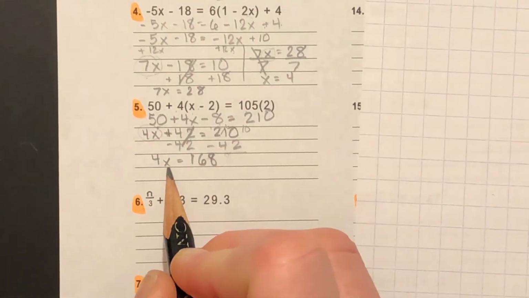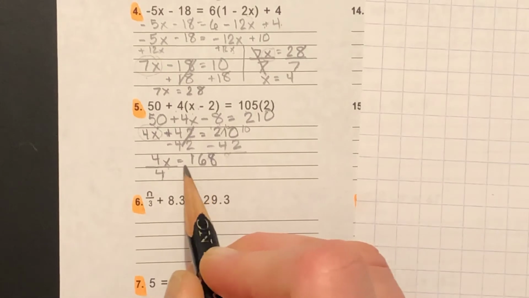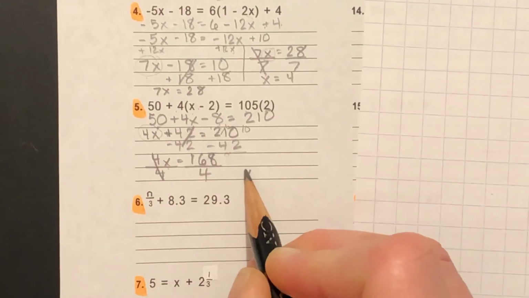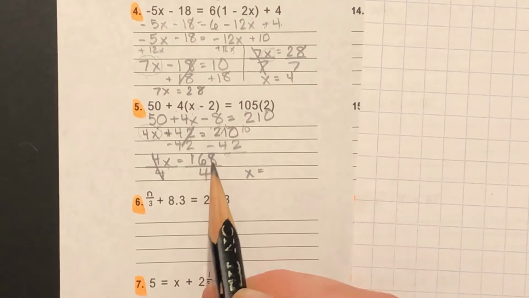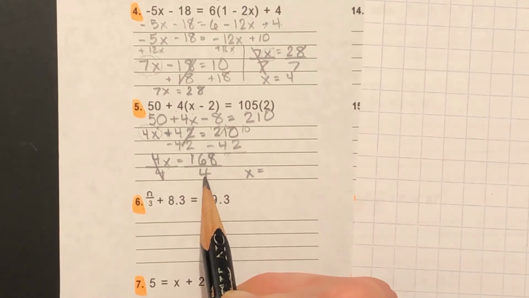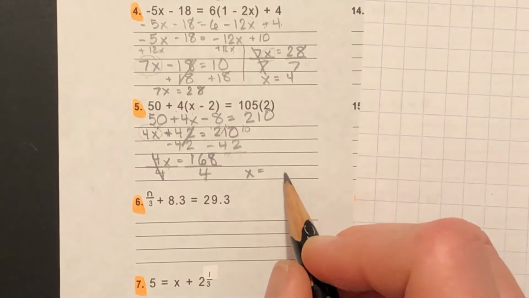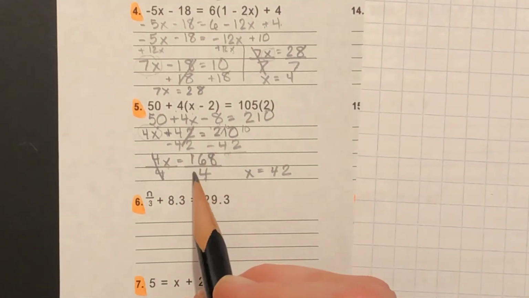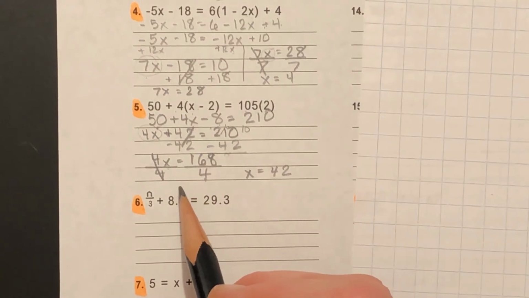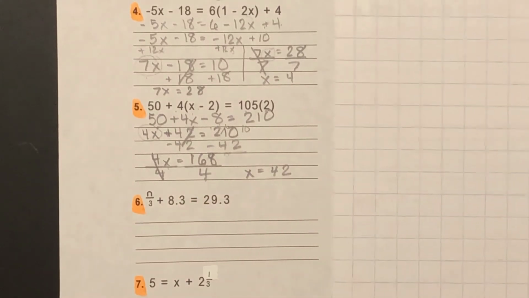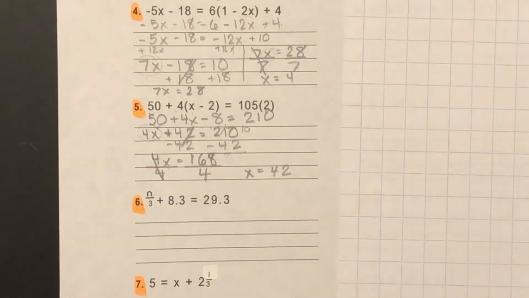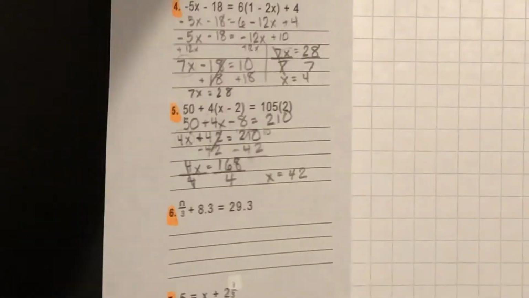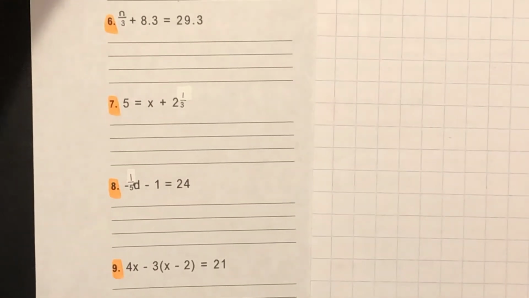Let me isolate the x, so I will divide both sides by 4. X equals 168 divided by 4. I'm going to do this in my head, is 42. Just because I'm doing it in my head does not mean you need to do them in your head. If you get to situations like this, then you need to divide it out. Divide it out. It's okay. I'm mostly doing it to save time. Down we go.